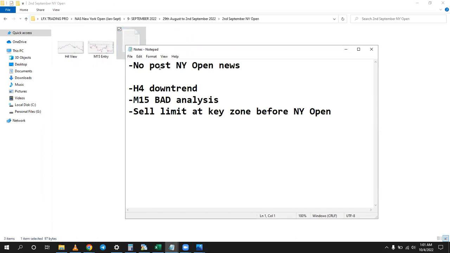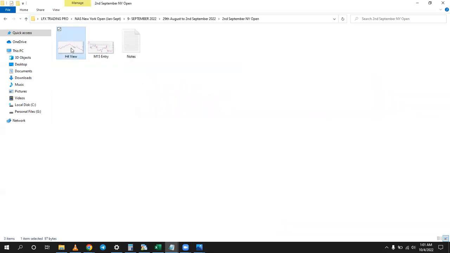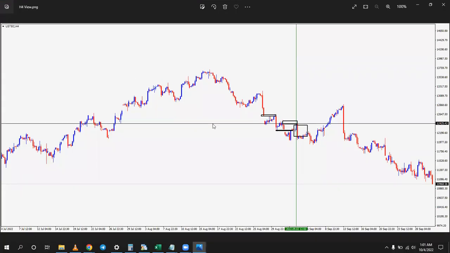So we had no post on New York Open News. Then again, on our H4 time frame, we had a downtrend. So let me open the H4 view. Yeah, so now you can see on our left-hand side, before the open, we had a perfect downtrend forming up. So meaning I was looking out for sell opportunities.